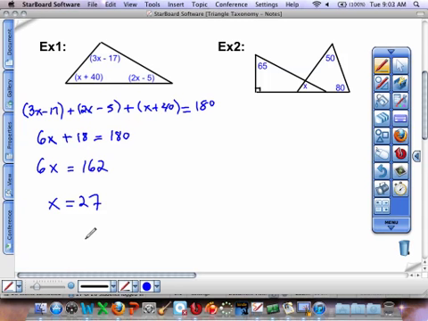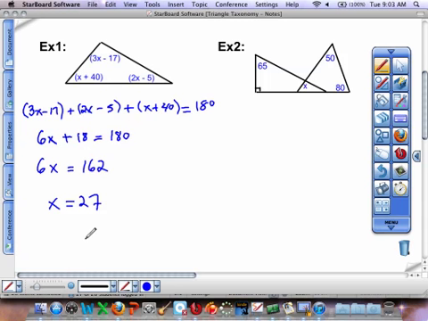Well, talk to me then about number 2. What do you guys see there? Okay, two triangles that intersect. Okay. We can also call that overlapping. I want to hear your ideas. How are we going to find that angle?